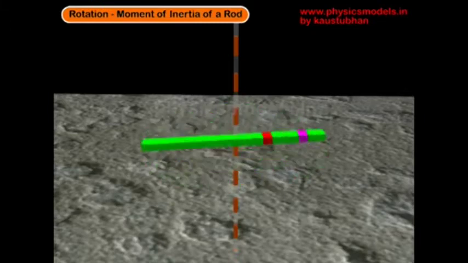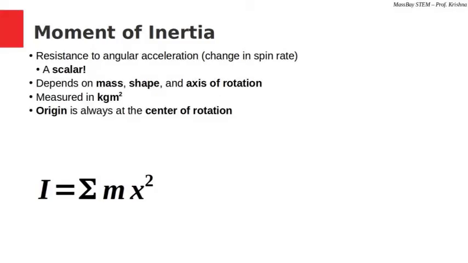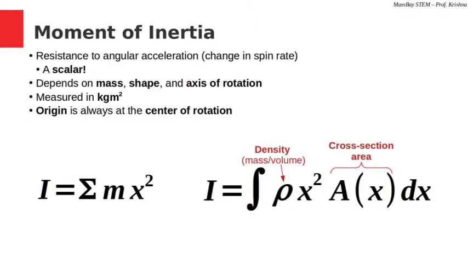Although the book provides equations for different geometries, my 103 students should know how to calculate the moment of inertia of a continuous object. We set the origin at the center of rotation and then solve this integral. In this formula, rho is the density of the object and A of x is the cross-section area of the object. These variables should look familiar. We did something similar a few videos ago in center of mass. Now, let's apply this equation to some examples.